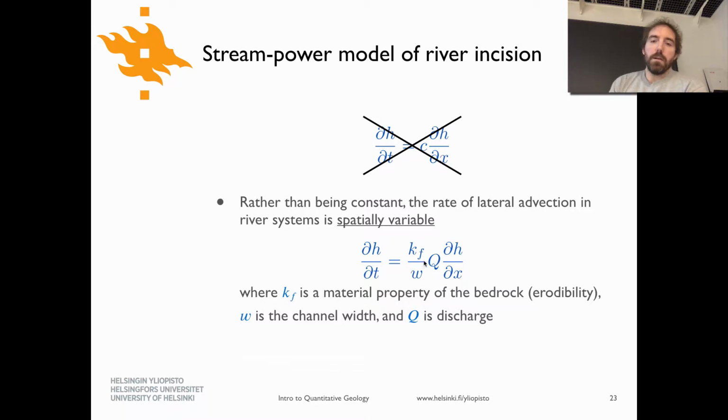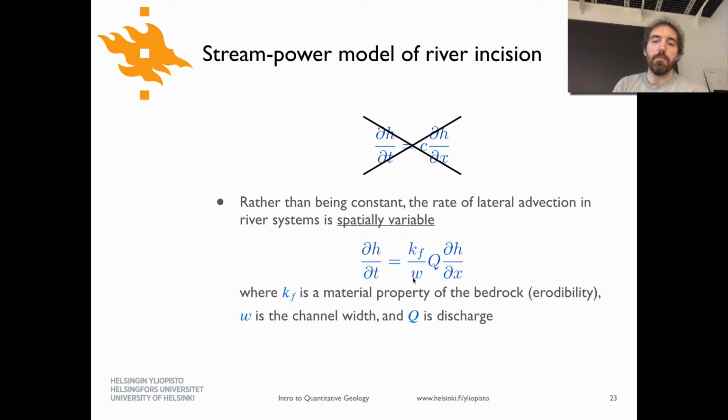In this form of the equation, we have a few things out in front of the dH/dx term. There's Kf, which is the material property of bedrock erodibility, so how easy it is to erode the bedrock. Here, W is channel width. So generally speaking, the wider you make a river channel, it will change how it erodes. And then discharge, Q, will also play a role. So if you make a really narrow channel and keep the discharge high, you get a very efficient erosional agent. And if you take that same channel and make it very wide, its rate of erosion might go down.